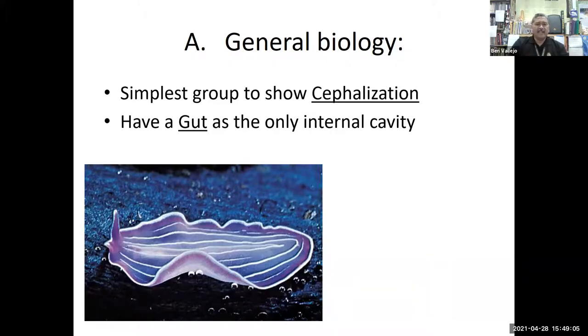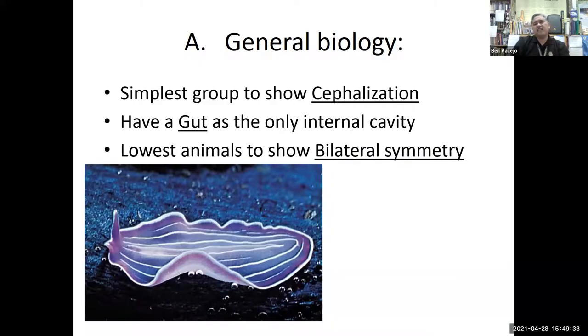Flatworms also have a gut, and the gut is the only internal cavity. Okay, the gut is where the tube that the food moves through in an organism. We're going to see the internal cavity is important at the end of this talk. Internal cavity that has organs in it. It's called the coelom. And these are the lowest animals in the zoological ladder to show bilateral symmetry.